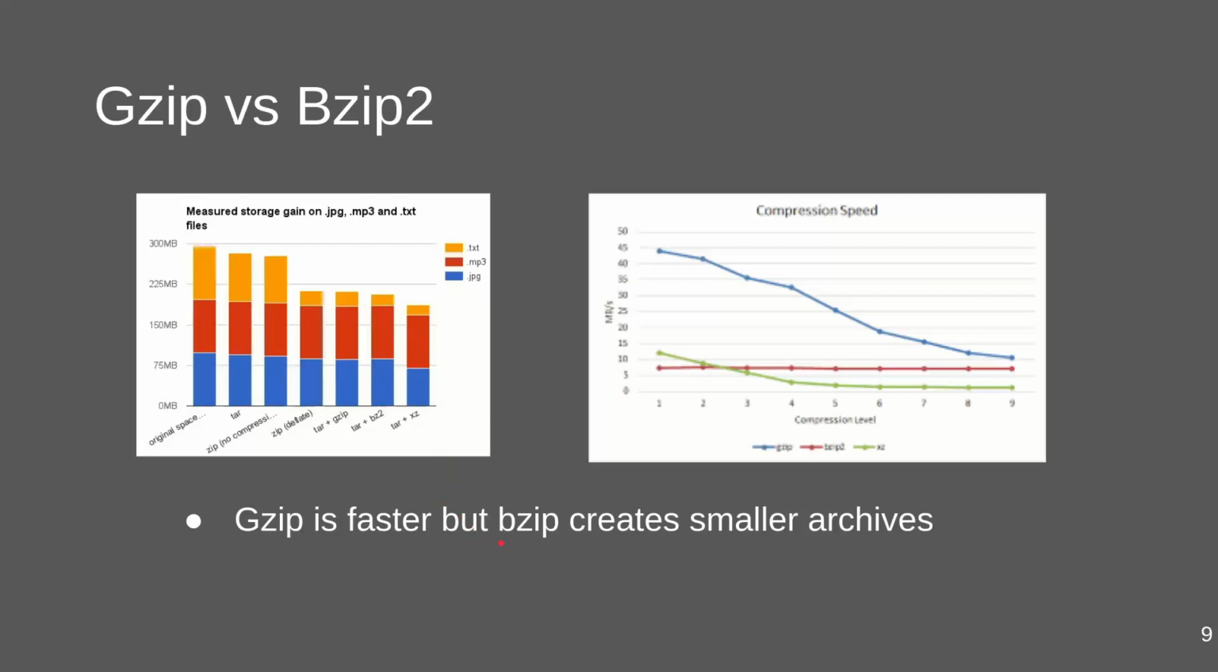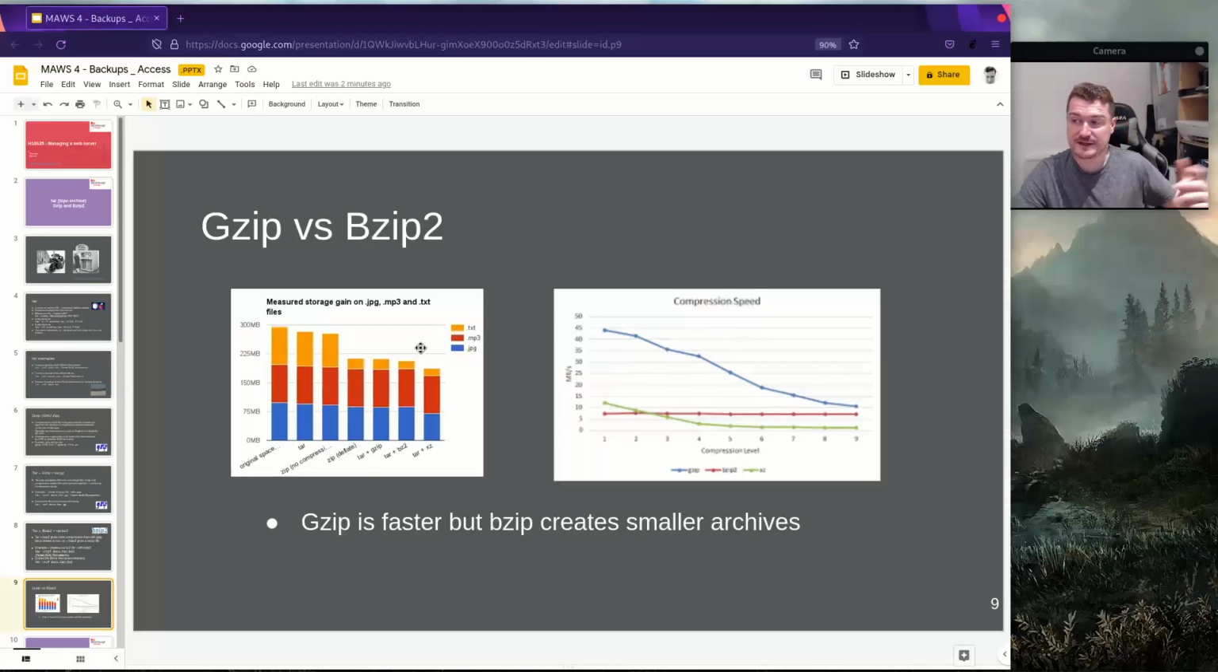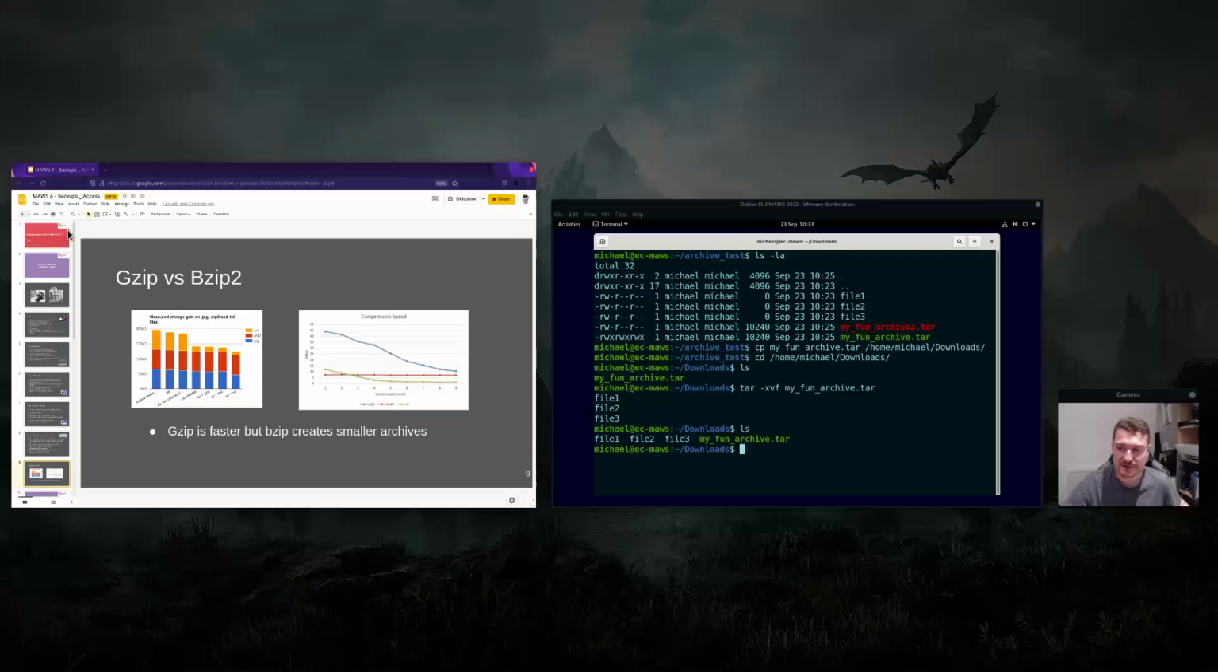Bzip's apparently slightly better, okay, but bzip takes longer to do. So gzip's faster, bzip creates smaller archives is the answer. And on the internet you'll generally find bzip files, gzip files all around.